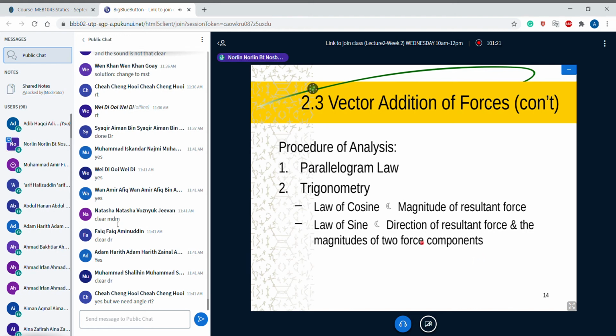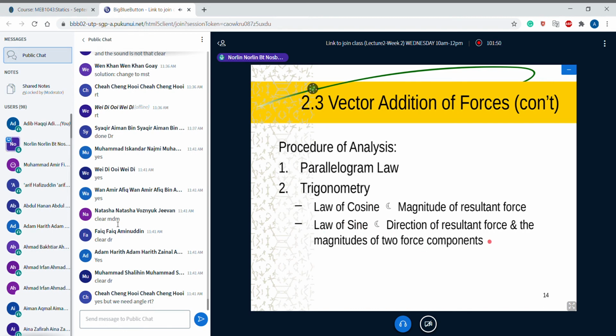Okay, there are two procedures, which are the parallelogram and then the trigonometry. For sure, you all know the law of cosine and the law of sine. You have learned them during foundation. The law of cosine will show you the magnitude, and the sine is the direction.